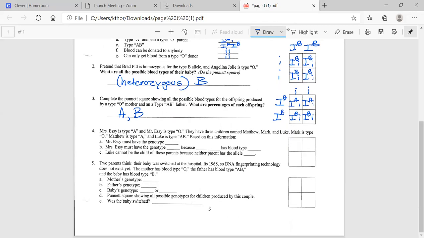Miss Essie is type A, Mr. Essie is type O. They have three children named Matthew, Mark, and Luke. Mark is type O, Matthew is type A, and Luke is type AB. Based on this information, Mr. Essie must have the blank genotype. Miss Essie must have the genotype blank because blank has blood type blank. Luke cannot be the child of these parents because neither parent has the allele. So we know Luke is not one of their children, so I'm going to go ahead and ignore Luke.